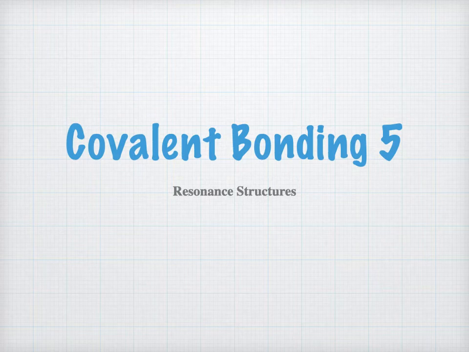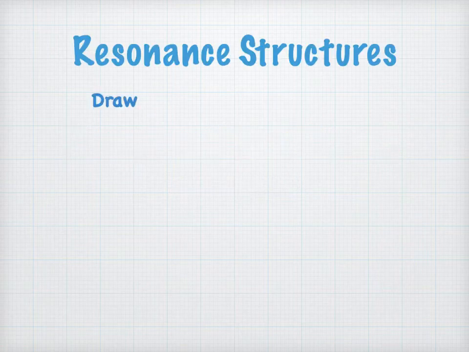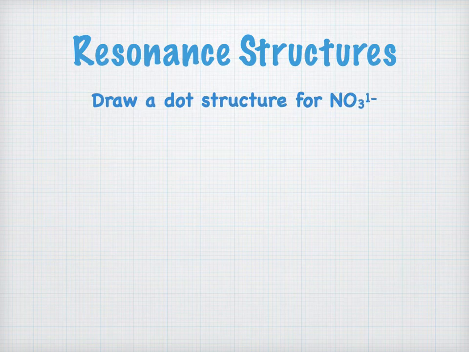In this video, we're going to look at resonance structures. So let's start with NO3 1 minus, or the nitrate ion. Take a second and see if you can draw a dot structure for that. Go ahead and pause the video while you do that.